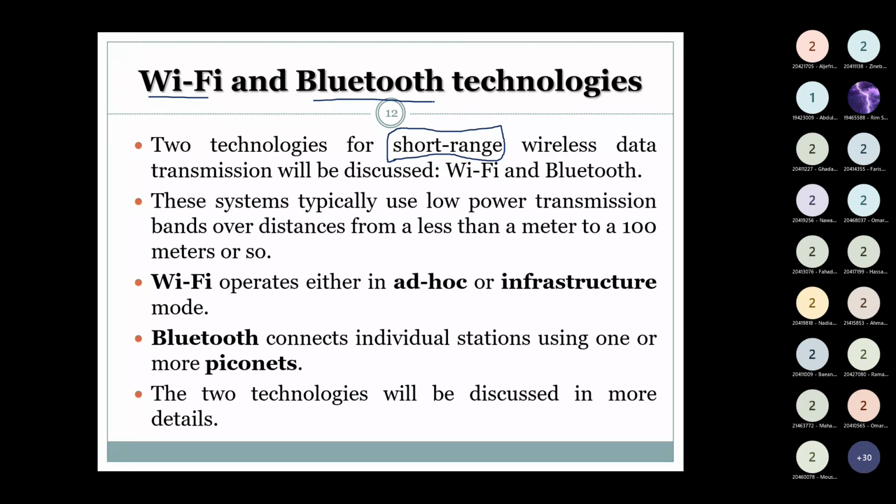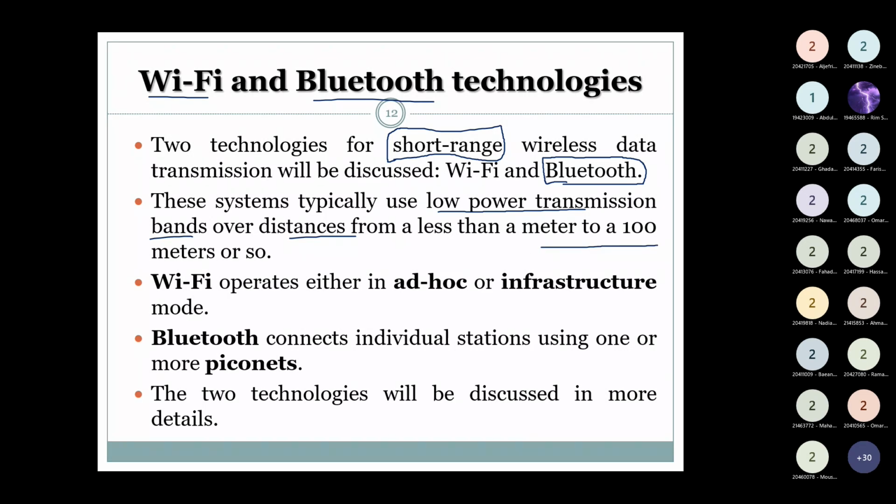Even if you have a strong router, it is the same for the Bluetooth. You have just some meters. After, for example, 100 meters, you cannot join using the Bluetooth. So these systems typically use low power transmission bands over distances from less than a meter to 100 meters or so.